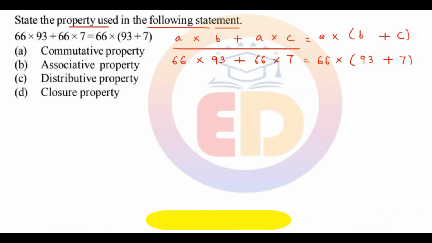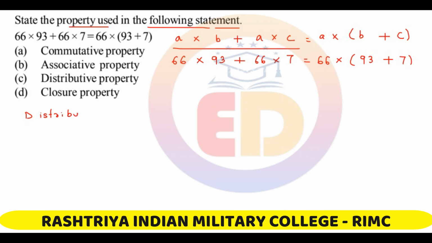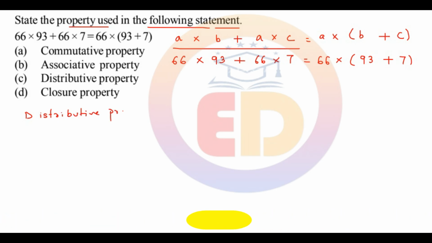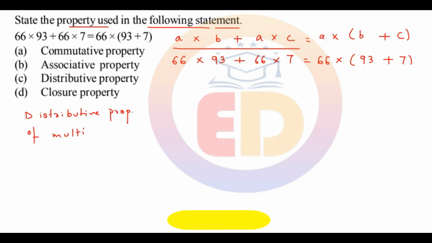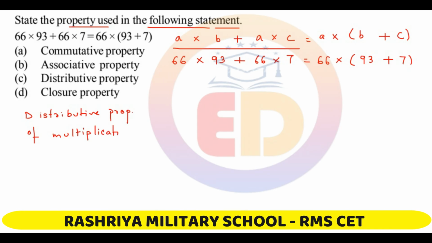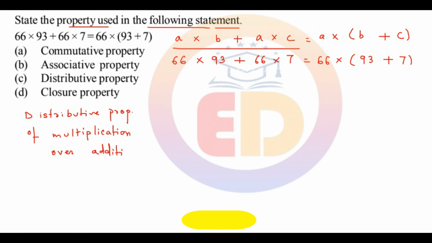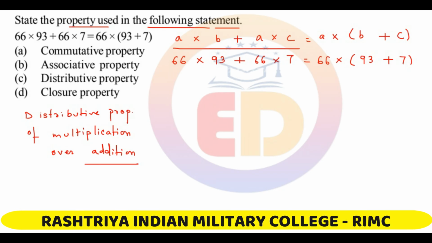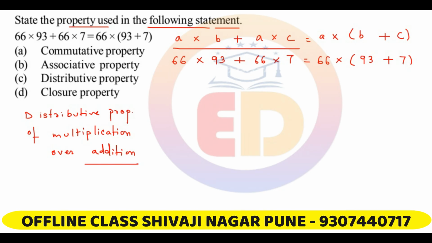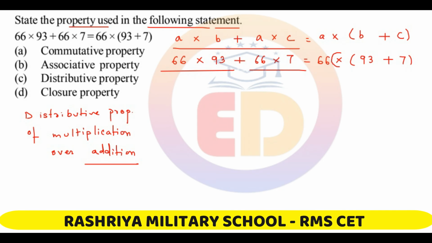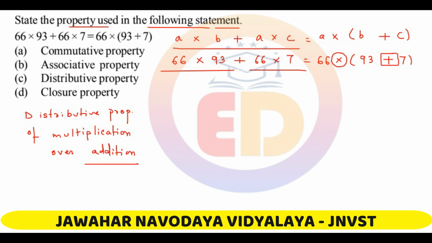This is a classic example of distributive property. This will be a distributive property of multiplication over addition. However, they have not given the option as to whether it is a distributive property of multiplication over addition or not. But you should understand this is an example of distributive property of multiplication, because first they are doing the multiplication and then they are doing the addition. Answer will be option number C.